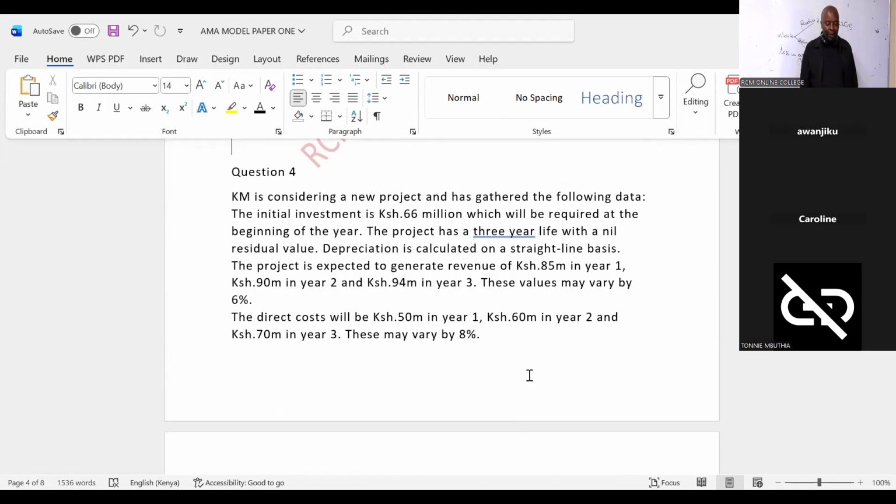So question number 4. KM is considering a new project and has gathered the following data. The initial investment is Kenya shilling 66, which will be required at the beginning of the year. The project has a 3-year life with a nil residual value. Depreciation is calculated on a straight line basis. So let's first of all calculate that depreciation.